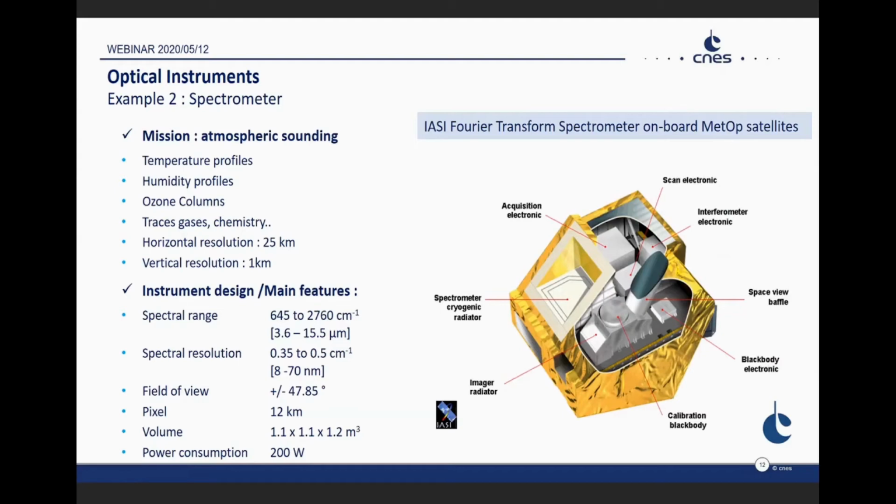The principle is atmospheric sounding by measurement of the atmosphere spectrum to deduce temperature and humidity profile. Main features are summarized. You can see that the field is larger than Pléiades, plus or minus 47 degrees. And each pixel represents 12 kilometers.